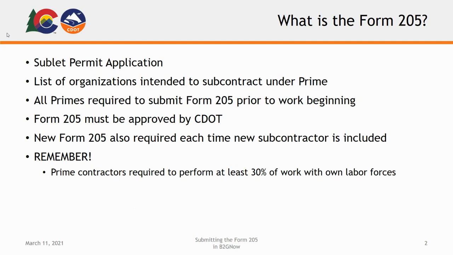Contractors working on CDOT projects are required to submit an electronic Form 205 for each subcontractor that is to be included in the project. Contractors must receive CDOT approval of their Form 205 prior to any subcontractor beginning work on the project. Contractors must also submit an updated Form 205 to the CDOT engineer each time a new subcontractor is included on the project. It should be remembered, however, that the prime contractor is required to perform at least 30% of the original contract value of the work on the project with their own labor forces.